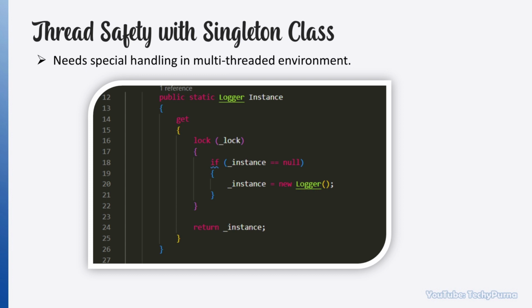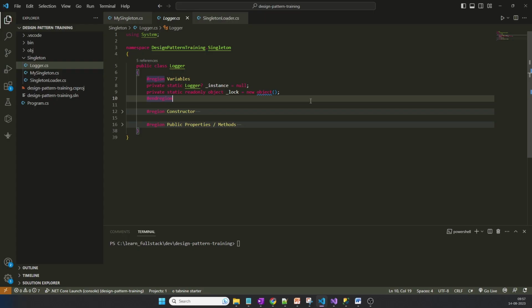Here is another example of a logger singleton class, specifically for logging. Let me take you to VS Code. I will explain the details of this implementation. Here I have declared two private static variables: instance of type Logger and log of type object. The instance variable will hold the single instance of the Logger class, while the log variable is used for thread safety when creating an instance.